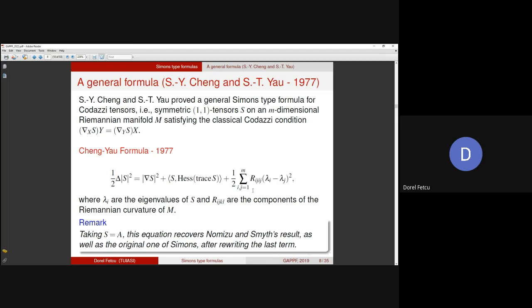It is easy to see that if we take, instead of the general Codazzi tensor S, the second fundamental form or the shape operator of a submanifold in a Riemannian manifold, one recovers the Nomizu and Smith result and also the original result of Simons after we rewrite the last term in the Cheng-Yao formula.